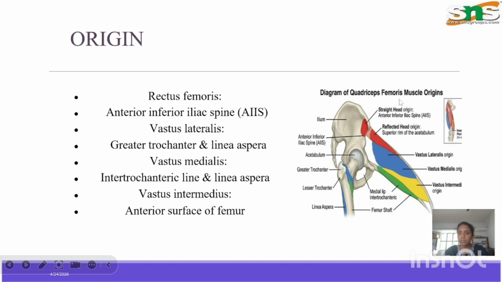This diagram is useful to understand the origin of all four muscles of the quadriceps femoris. Here you can see the ilium of the hip bone. Here is the anterior superior iliac spine. Coming to the femur, greater trochanter, lesser trochanter, and the linea aspera and the anterior shaft of the femur. So origin, here is the vastus lateralis, vastus medialis, vastus intermedius. All these are originating from here.